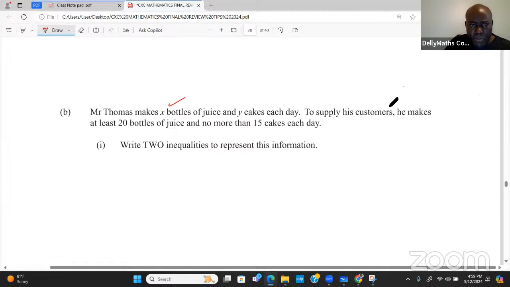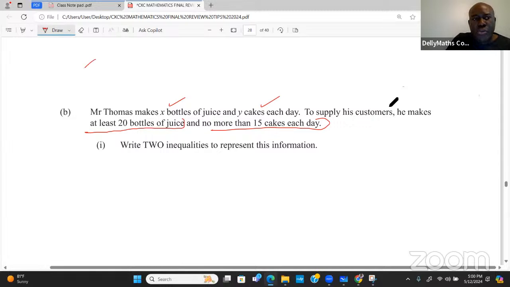So we want to say that X bottles of juice and Y cakes each day to supply his customers. To supply his customers, he makes at least 20 bottles of juice and no more than 15 cakes, no problem, right? So those are the constraints. Remember though, bottles of juice is X and cakes is Y. Write two inequalities to represent this information.